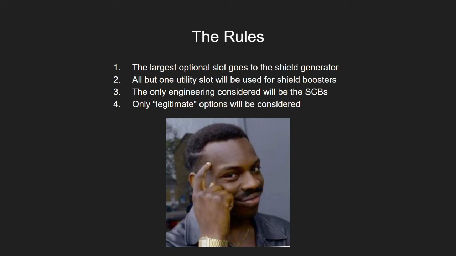What this means is that for the FDL, the largest optional slot is a class 5, and that's going to go to the shield generator. The next largest slot is going to be the class 4. It doesn't have two class 5 slots, so I can't stick the class 5 shield and a class 5 GSRP or SCB. Rule number two, all but one utility slot will be used for shield boosters.